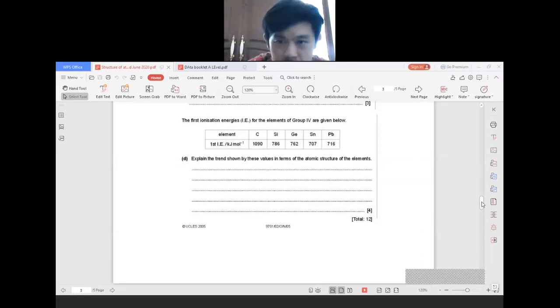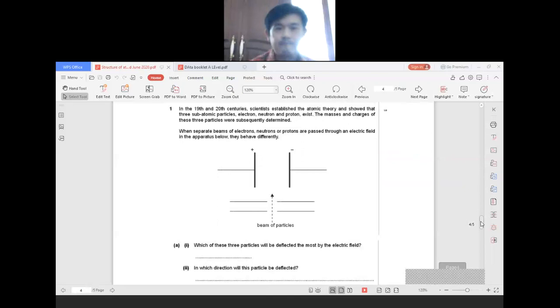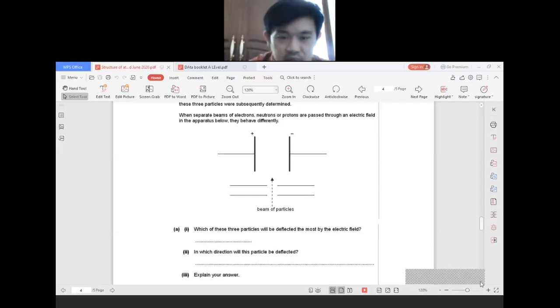Okay, next, this one. In the 19th and 20th century, scientists established the atomic theory and showed that the 3 subatomic particles, proton, neutron, and electron, the masses and charges of these 3 particles were subsequently determined. When separate beams of electrons, neutrons, and protons are passed through an electric field in the apparatus below, they behave differently. Which of the 3 particles will be deflected most?